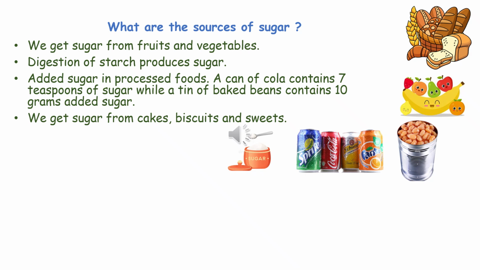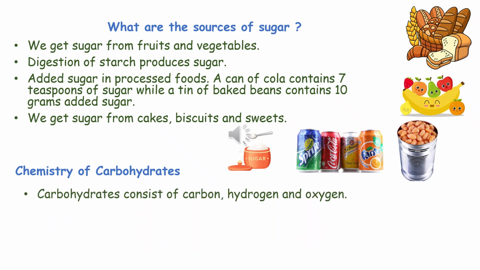Also, processed foods contain a lot of added sugar. A can of cola has 7 teaspoons of sugar, which is a lot. A tin of baked beans has 10 grams of added sugar. It makes it a bit sweet and desirable in taste. Also, you get sugar from cakes, biscuits, and sweets.